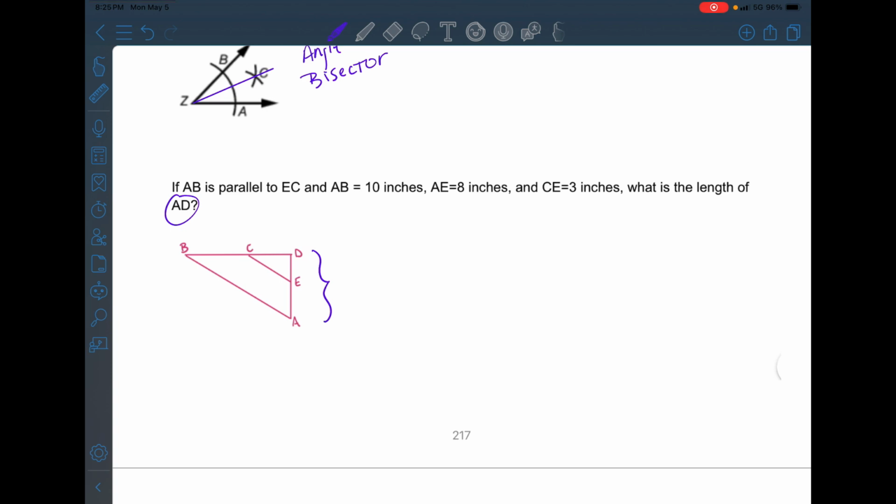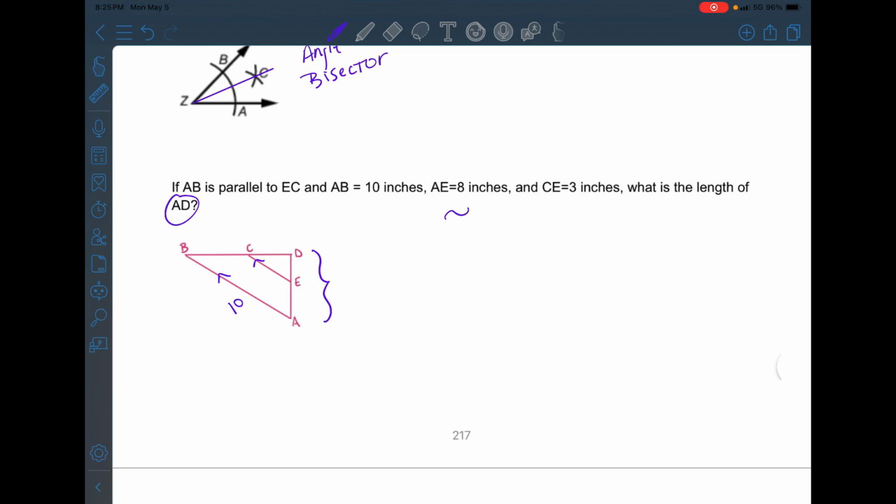So it says AB is parallel to EC, so we're going to mark those. And if those two sides are parallel to each other, that means those triangles that I drew out a while ago are similar. They're not congruent, they're similar. We know they're not congruent, they're not the same size. So let's put in the things we know.